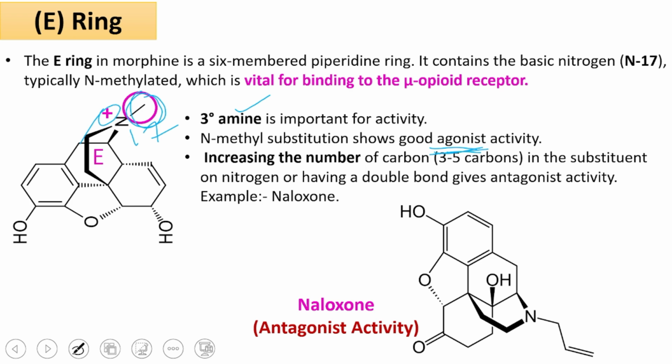And the third point, which is very crucial: increasing the number of carbons at the 17th position gives antagonist activity. That is naloxone. This structure is naloxone, and it works as an antagonist.